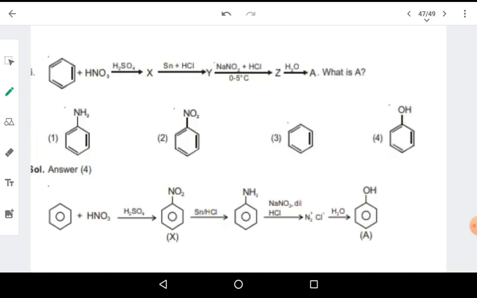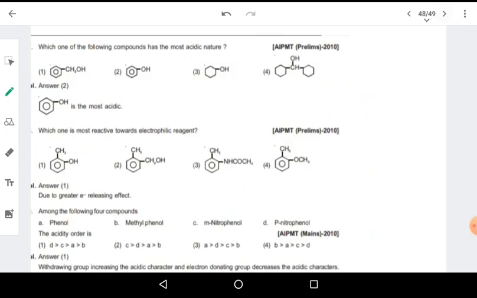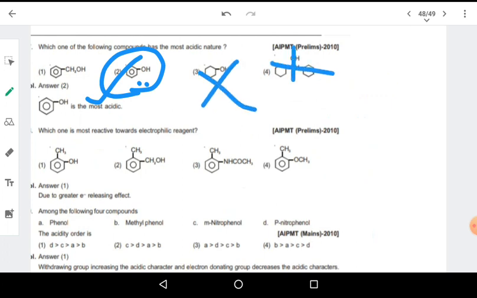Next, this question we have already done. And let's see this question. Which one of the following compounds has the most acidic nature? First one is phenol, right? So phenol is most acidic among the following. Anyway, it cannot be these two. Here we have CH2OH and this one. So due to inductive effect, we can say phenol is the answer.